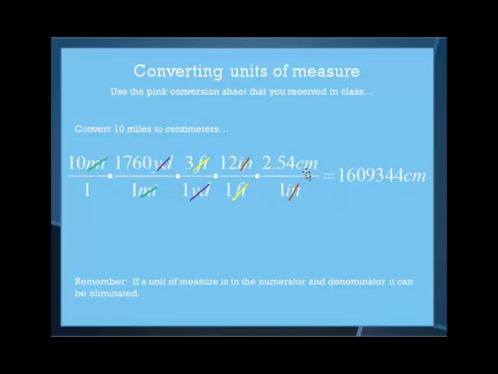The only label that's left is centimeters. So we know we're getting to where we want because we are converting to centimeters. Multiply straight across. Do any division as necessary, and we get that there are 1,609,344 centimeters in 10 miles.